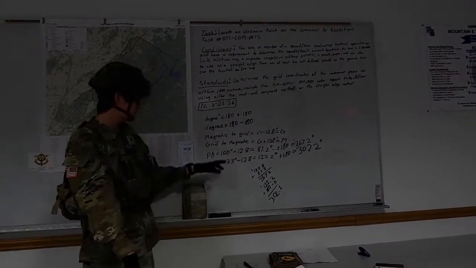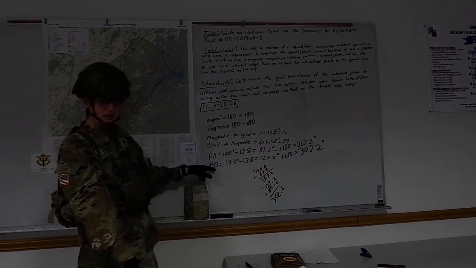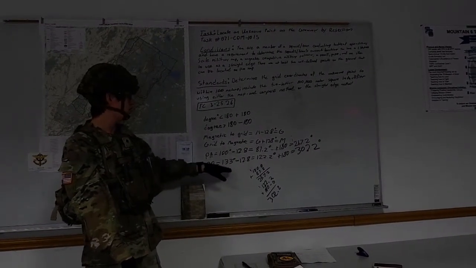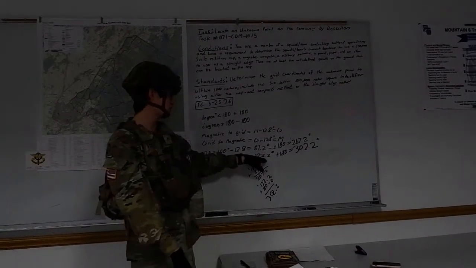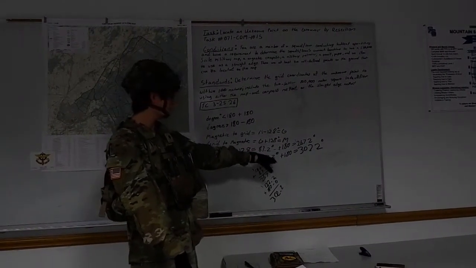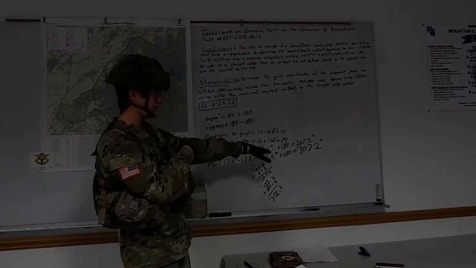It says to convert magnetic azimuth to grid azimuth, you would subtract the GM angle, which is 12.8. So that's what I did. So 100 minus 12.8 equals 87.2. You would do the same thing with point B. 133 degrees minus 12.2 equals 122.2 degrees. So now it is at the grid degrees.